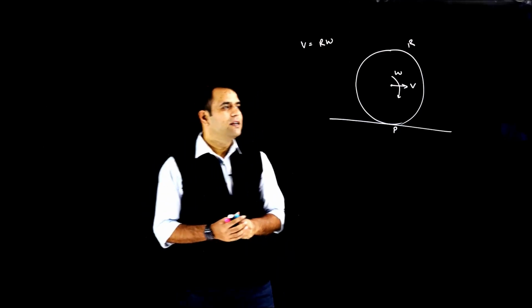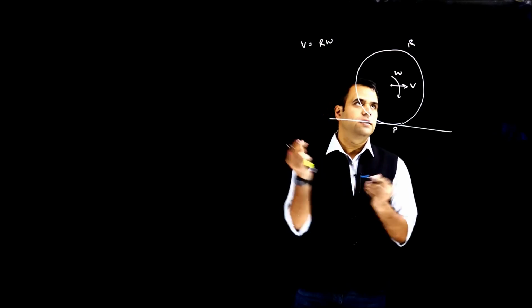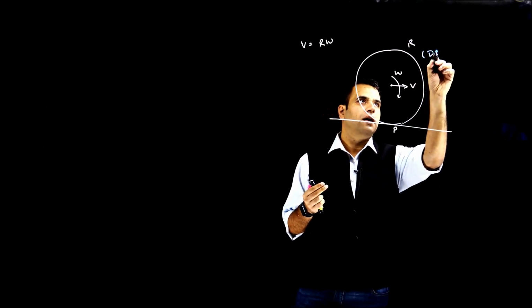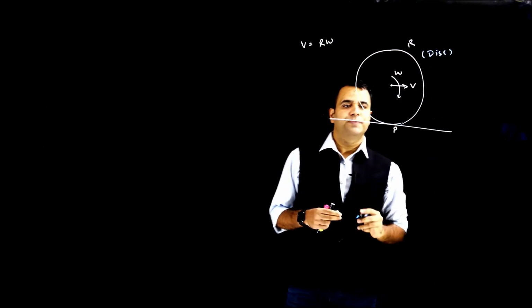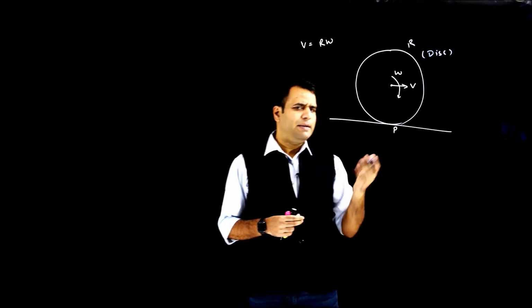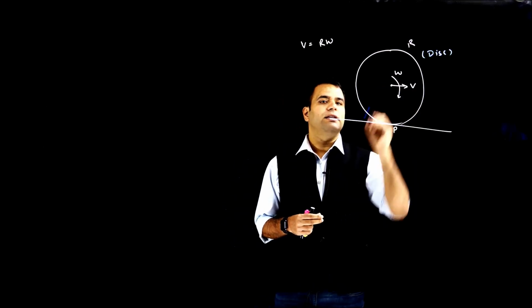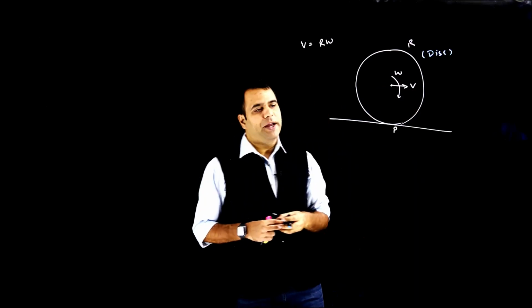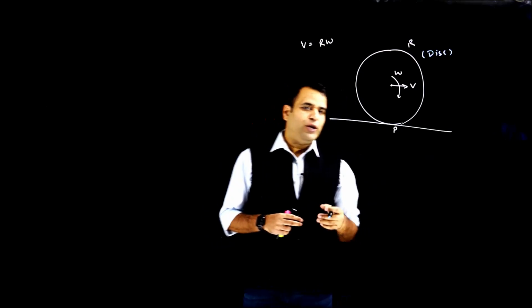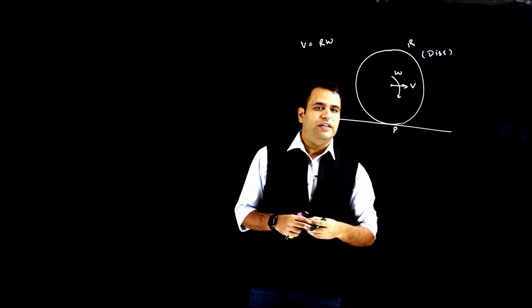Hello. Now in this question we have this disk. Its radius is given as r. This disk is rolling on a rough surface. It can be a plane also. Its center of mass is moving with velocity v, and the angular velocity of this disk is omega. We have to calculate the angular momentum of this disk about point P, which is the bottommost point.